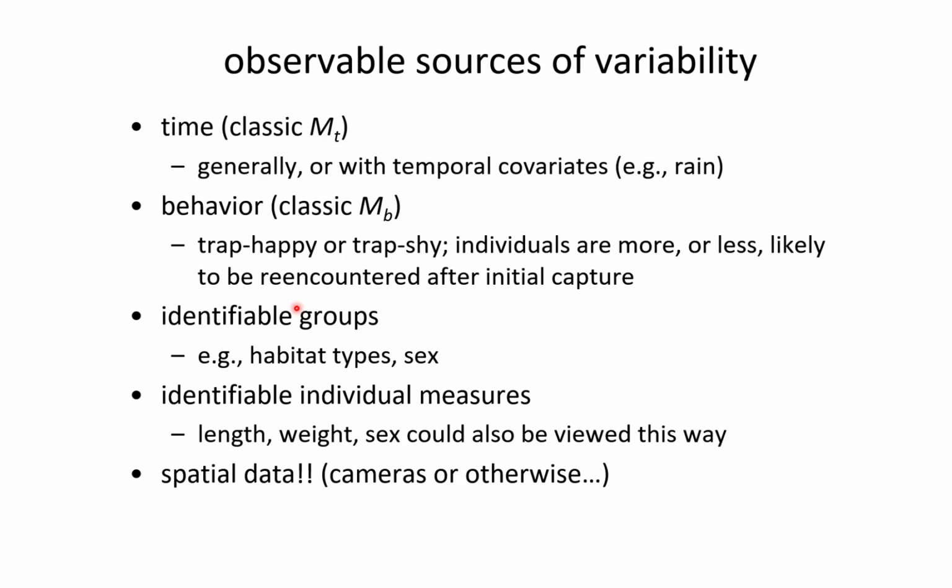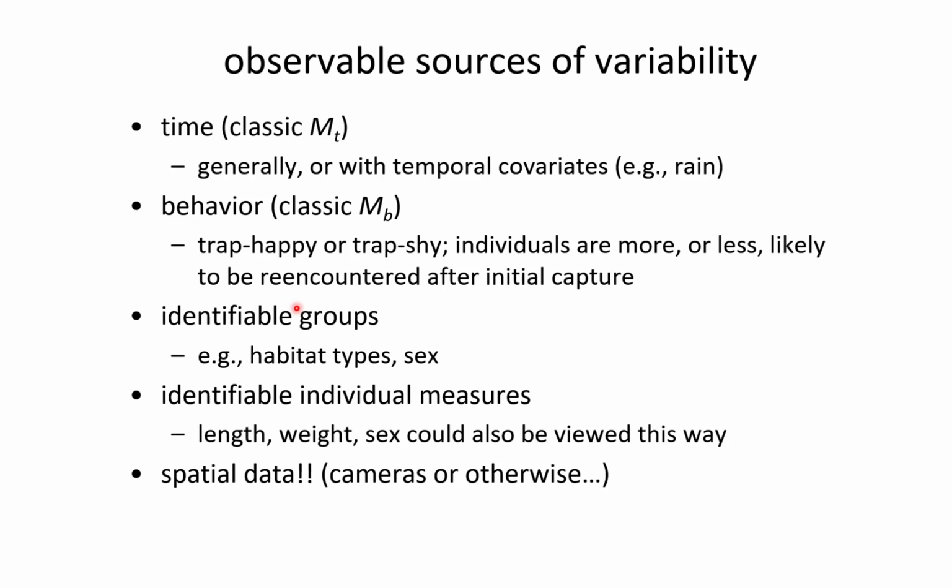So observable sources of variability. Let's start with that one. So what are the things that we can do? Well, time. We might imagine there's temporal covariates, like it's rainy, or it's dry, or it's light outside, or it's dark outside, and all those things can influence detection probability, so we want to control for those. Behavior. Animals that have been captured before maybe have different behavioral responses to subsequent recapture than animals that have never been caught again.